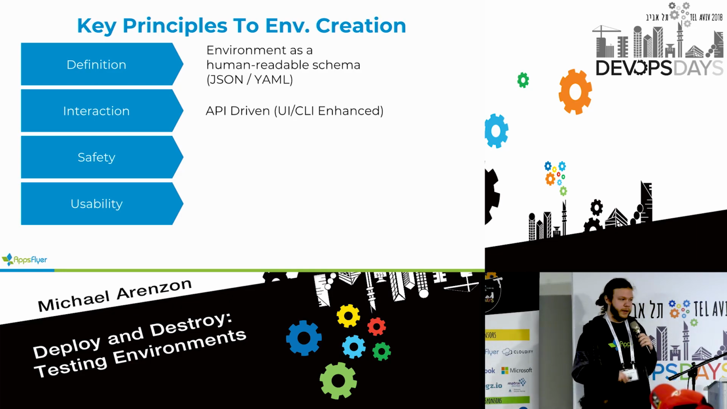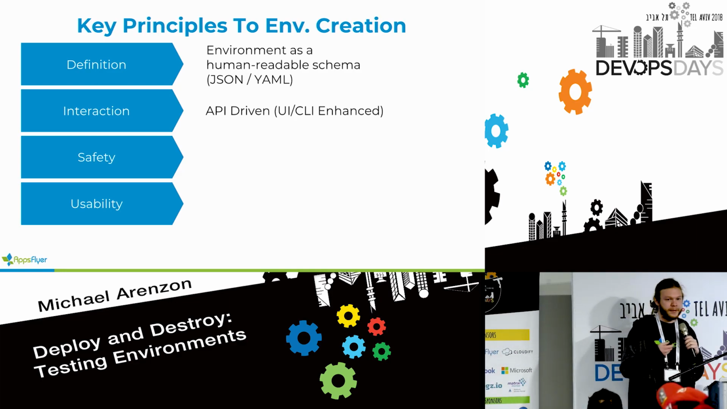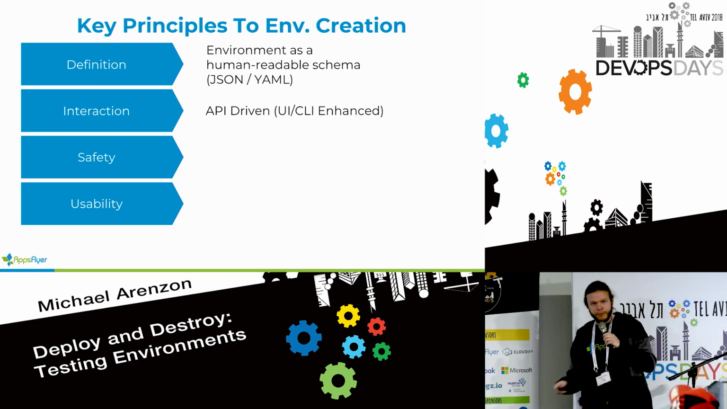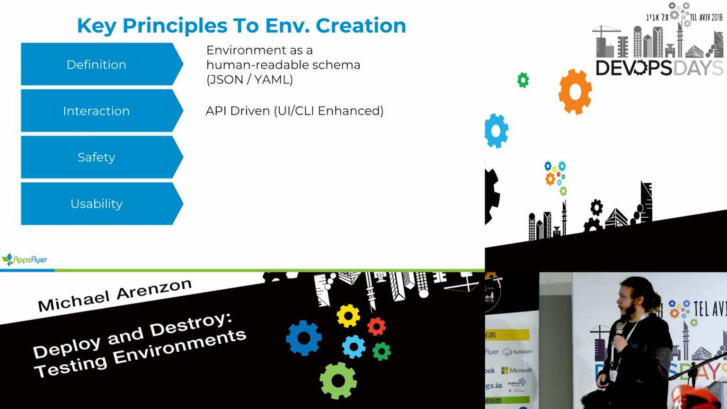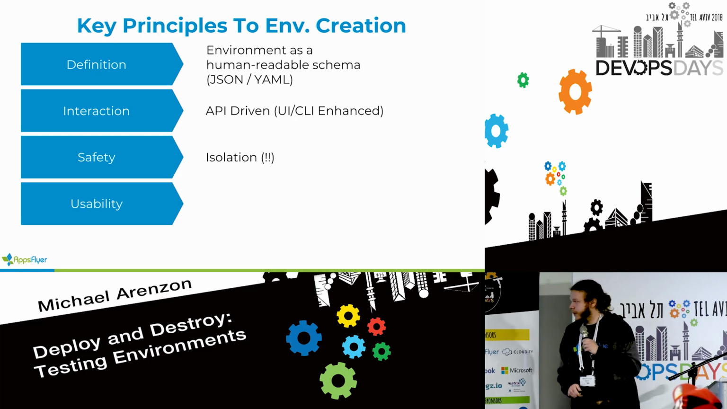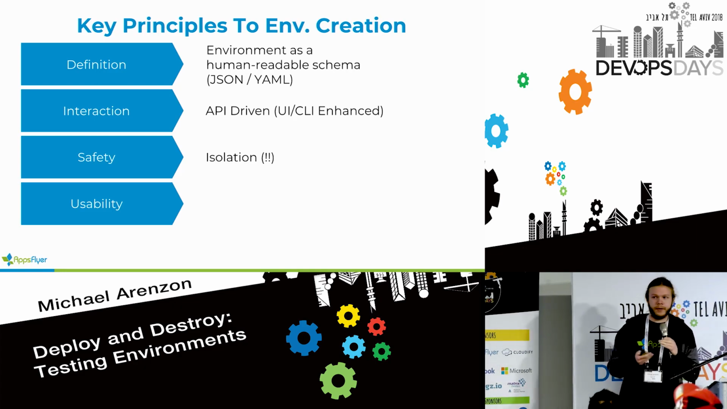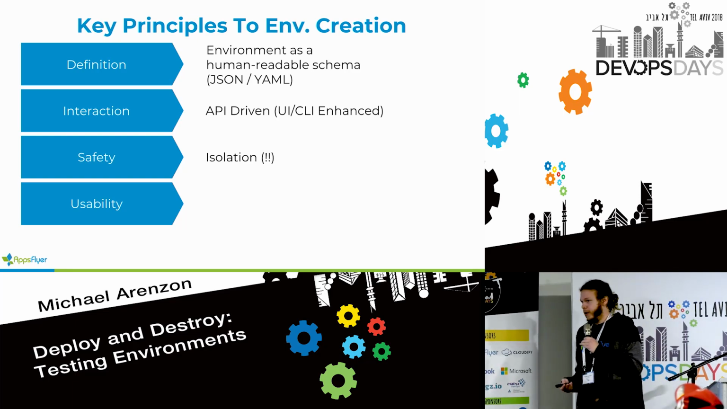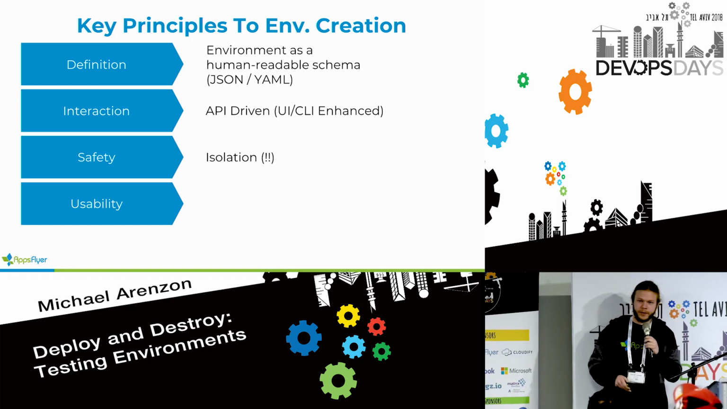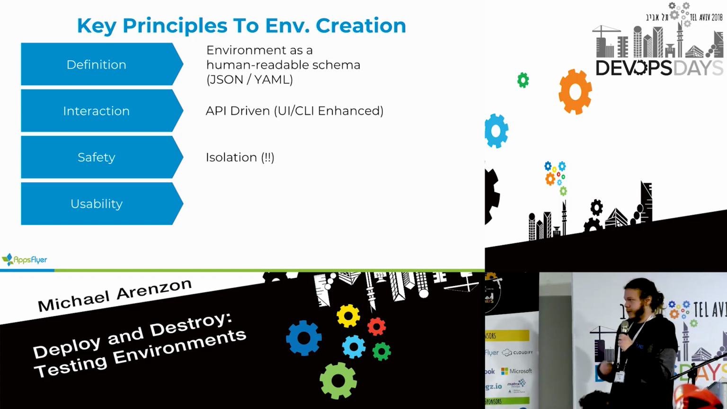API should be our enablement to create and maintain the environments, and everything should be via API. That leads to a self-serve platform, which we're aiming for. Safety, isolation. Obviously, we don't want different environments to interact with each other, especially we don't want the production environment to speak with the test environments or vice versa. So isolation is the key to safeness.